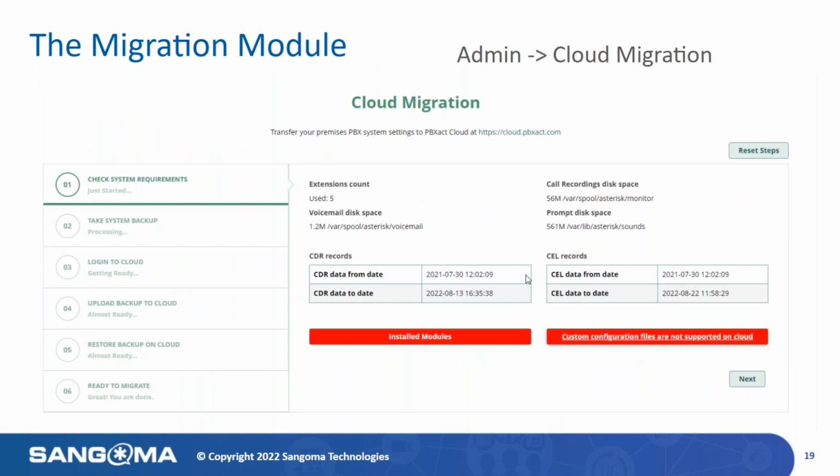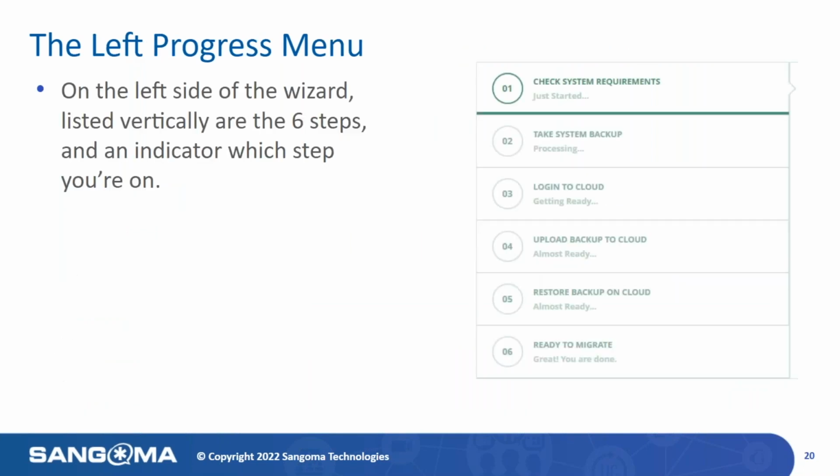Once the module is installed, you can access it by browsing to Admin, Cloud Migration, and you will see a screen more or less like this. I will go through the individual components here in detail. On the left side of the screen are the individual steps for the various components of the migration process. It'll step through them one by one with a little arrow indicating which step you're on.